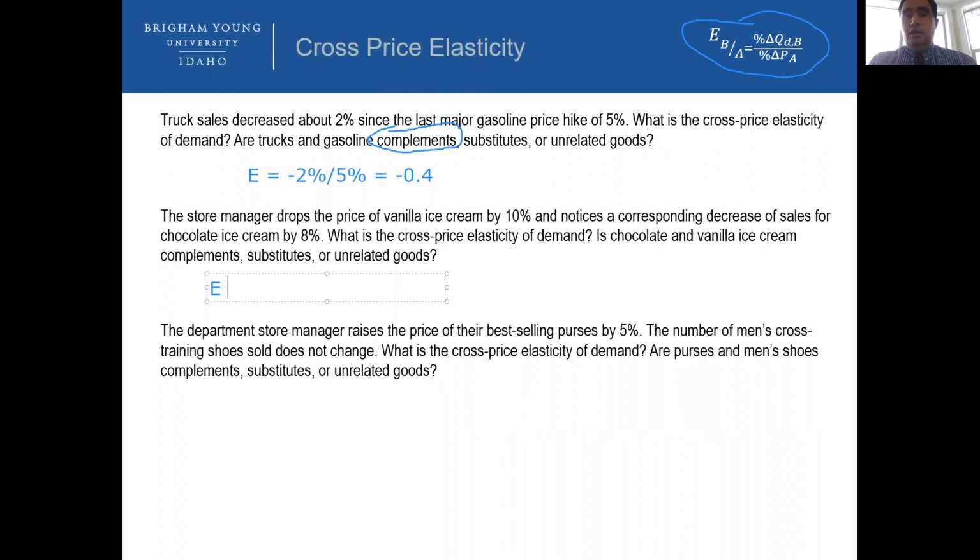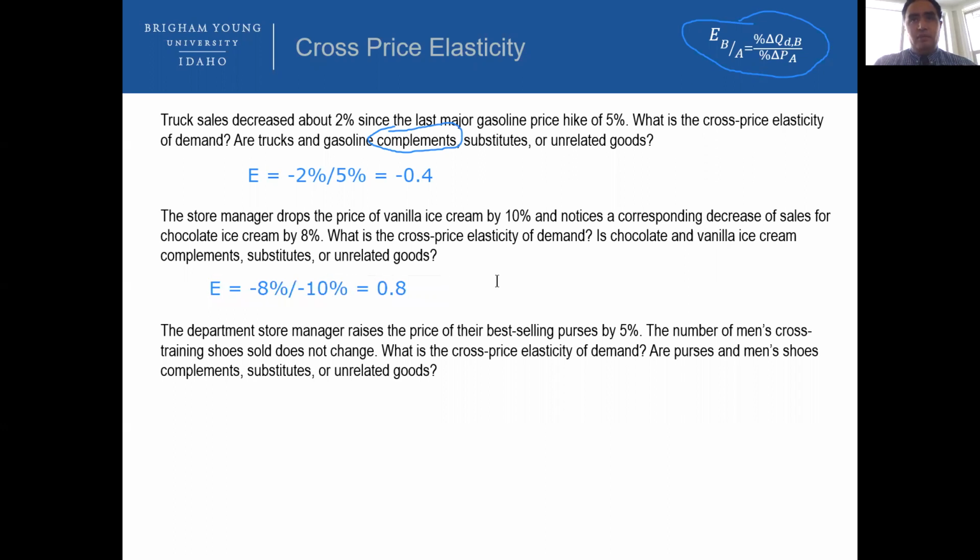So E equals the percent change of quantity. They decreased this 8%, so -8%, and they dropped the price. The price of vanilla ice cream is -10%. If we do the math, -8% divided by -10%, the two negatives cancel each other out. Percentages do too for all practical matter. So we have a value of 0.8.